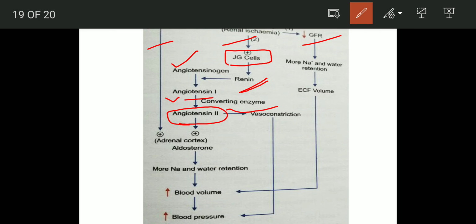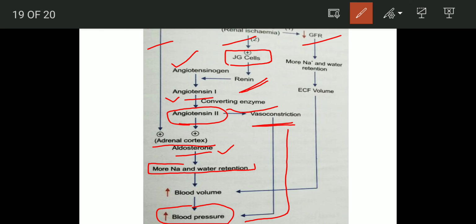Once it is converted to angiotensin 2, this will cause vasoconstriction. Vasoconstriction will ultimately lead to an increase in your blood pressure, number one. What we can see, this angiotensin 2 will also stimulate your adrenal cortex, very important. Once your adrenal cortex is stimulated, this will release aldosterone. Aldosterone causes more sodium and water retention. Very, very important. Once there is more sodium and water retention, this will cause an increase in your blood volume, and this will cause an increase in the blood pressure.